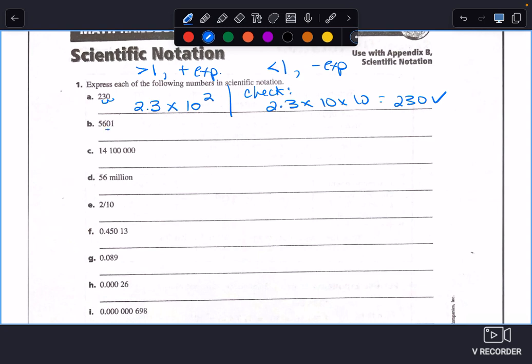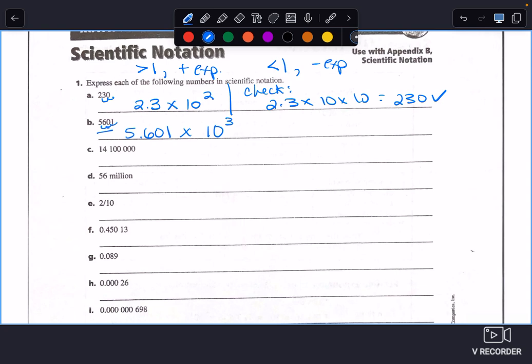So 5,601, move the decimal over after the first digit, 5.601, times 10. Is it going to be positive or negative? This number is greater than 1, so it's going to be positive, and we moved it over 3, so it's going to be times 10 to the third. And if 5.601 times 1,000 is 5,601, we did it right, right? 5.601 times 1,000 does equal 5,601.